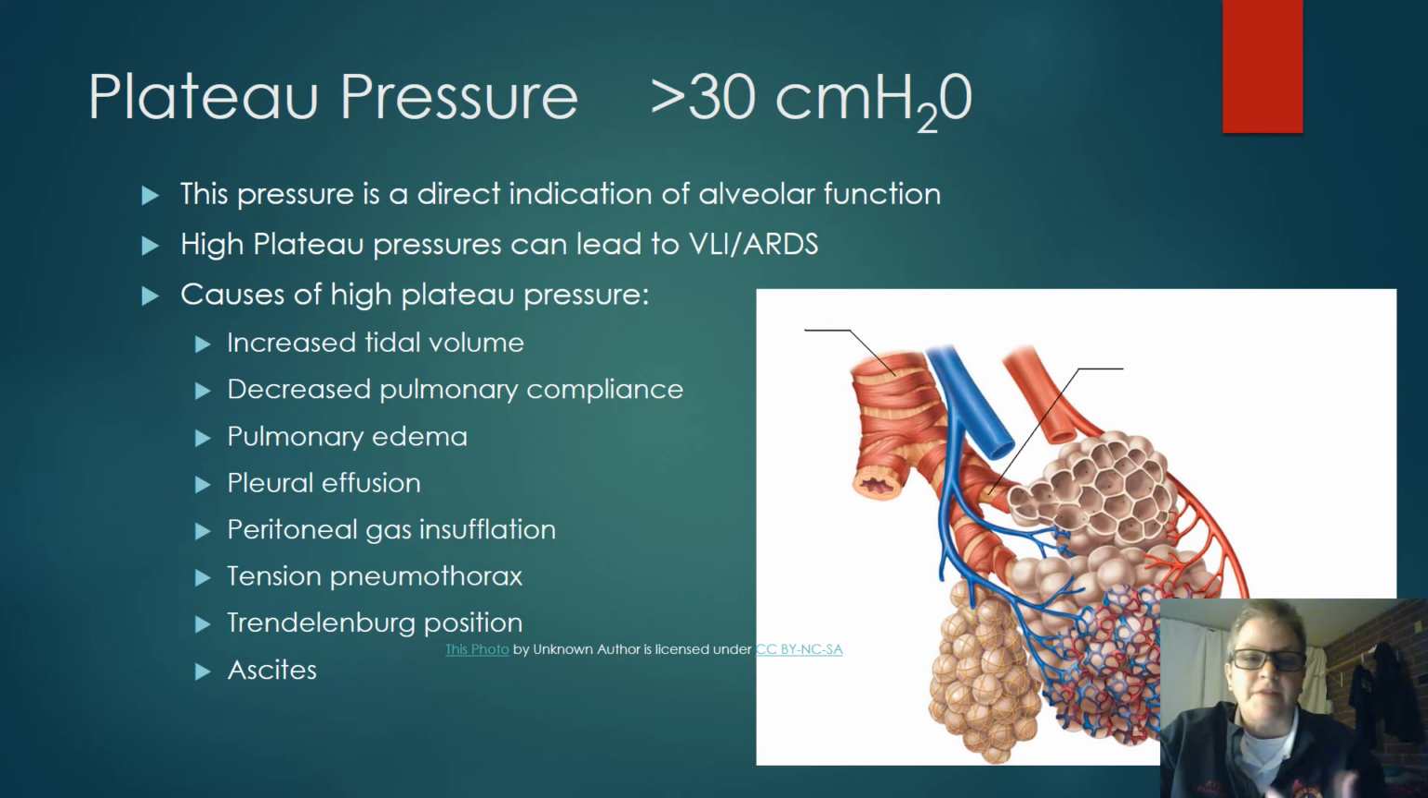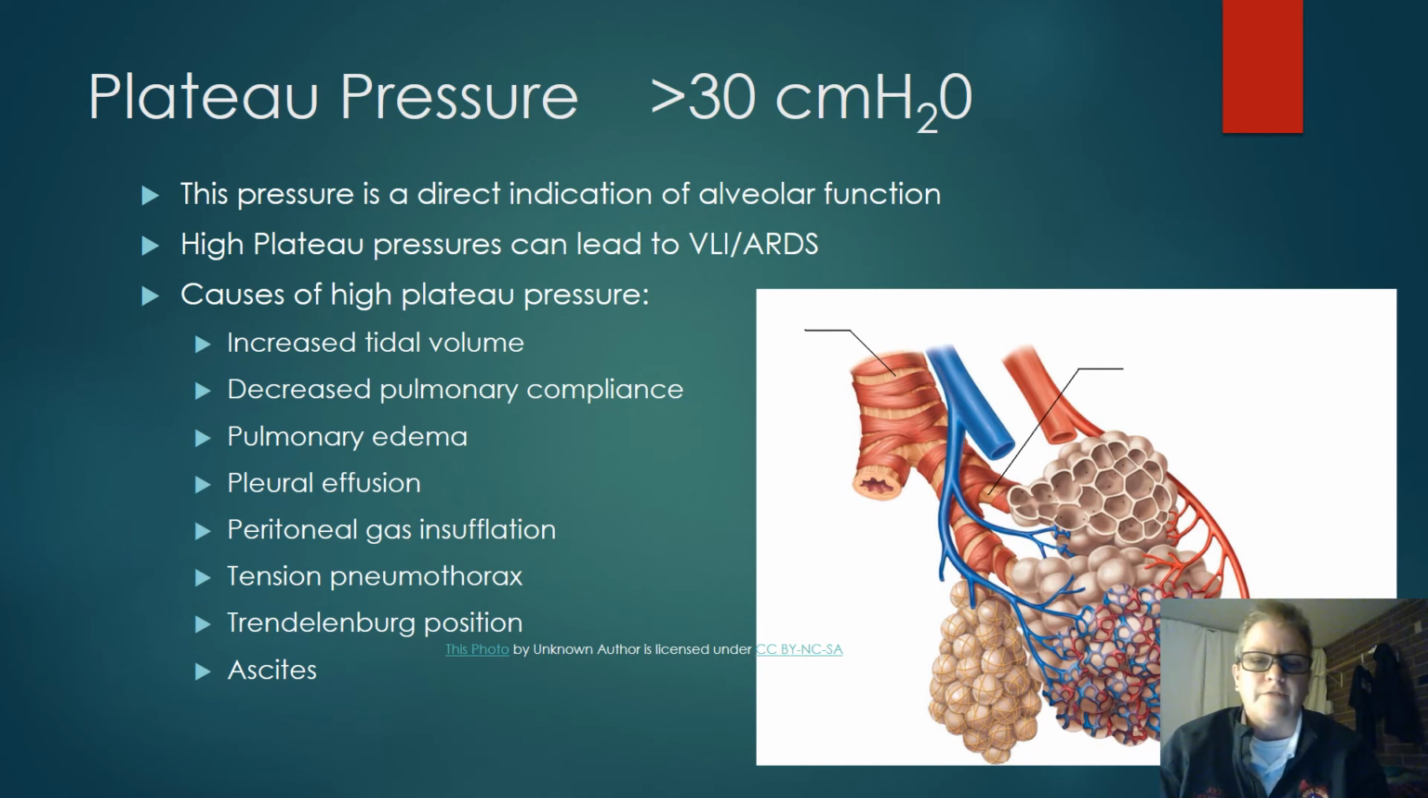So what are some of the things that cause high plateau pressures or high P-plats? A large tidal volume can. It's just going to get that lung all distended out. Decreased pulmonary compliance. Think about your emphysema patients, that decreased stretch in the alveoli and all that. And some disease processes as well. Pulmonary edema can cause that plateau pressure to rise. Pleural effusions.